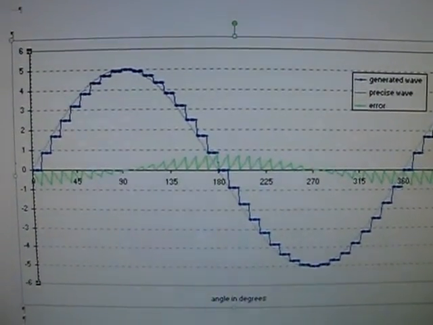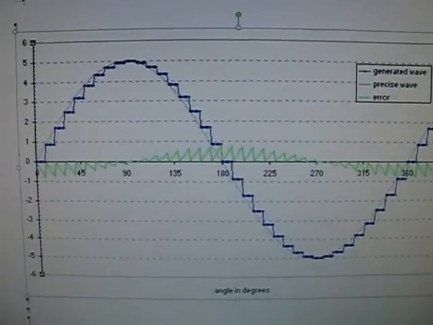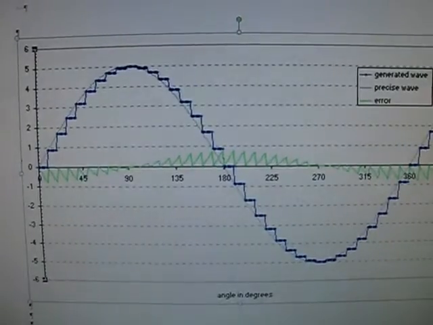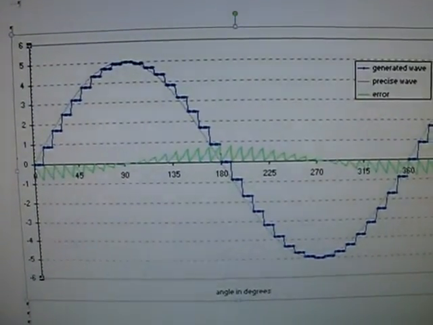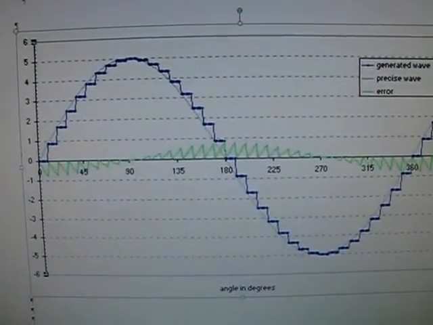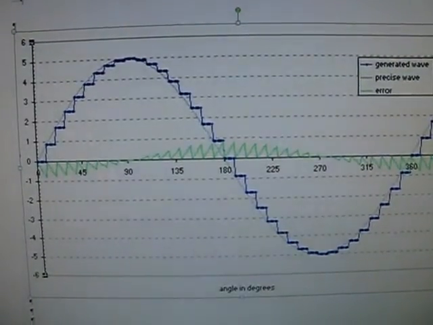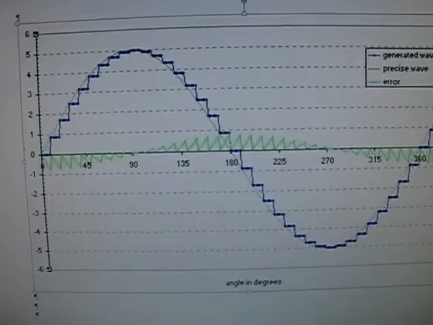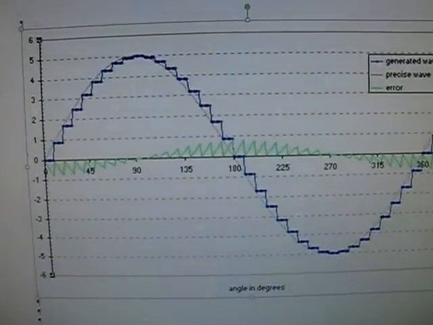This shows a fairly nice reconstructed sine wave. The original is in gray, and the quantized value is in blue, and the green at the bottom is the quantizing error, where the sample point misses the analog point by that much, and this is represented in LSBs.